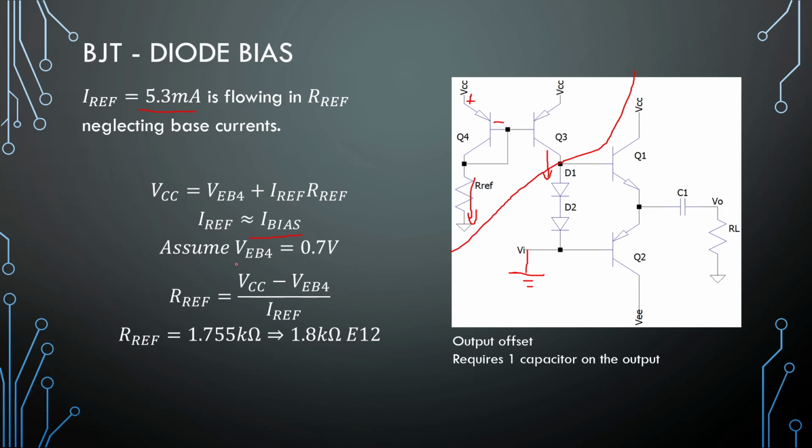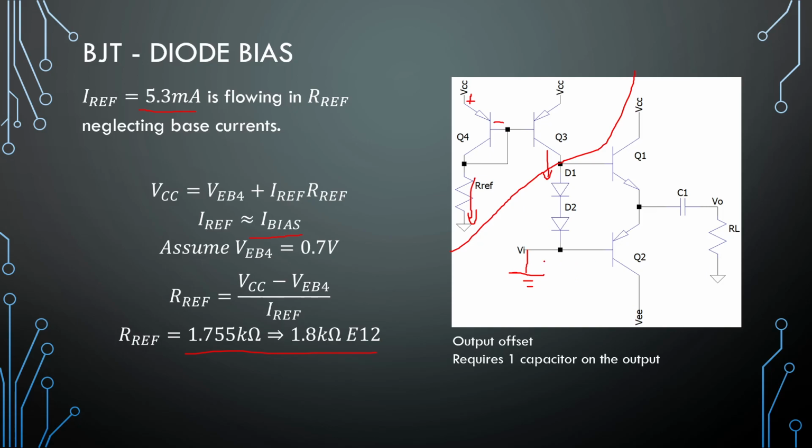Right, so we assume that our VBE, or sorry, our VEB value for here is 0.7 volts. And we can calculate our reference resistor. So 10 minus 0.7 over Iref gives us roughly 1.8 kilo ohms for the reference resistor to create a 5.3 milliampere current to flow here, and it will be duplicated on this side.